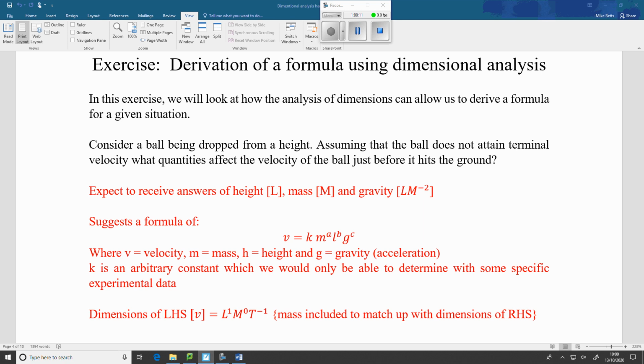So this suggests a formula. What do you think happens if mass goes up in terms of the velocity when it hits the ground? If I drop one ball, and that's got a certain velocity just before it hits the ground, what do you think having more mass would do to the velocity? V increases. If I had more gravity, what would happen to the velocity just before it hits the ground? Yeah, V increases. That's what you would expect.